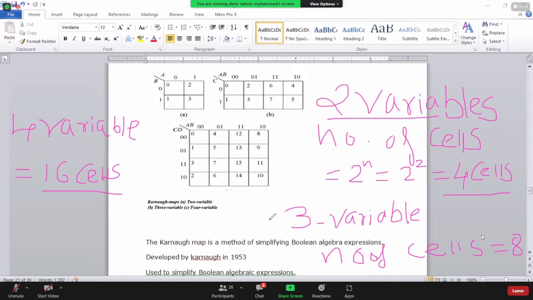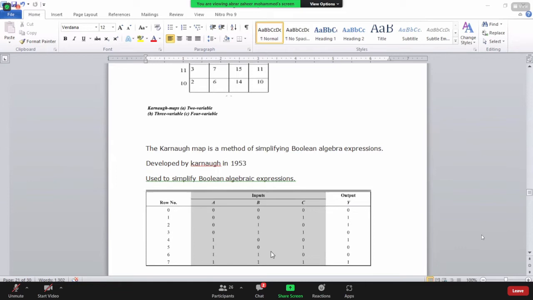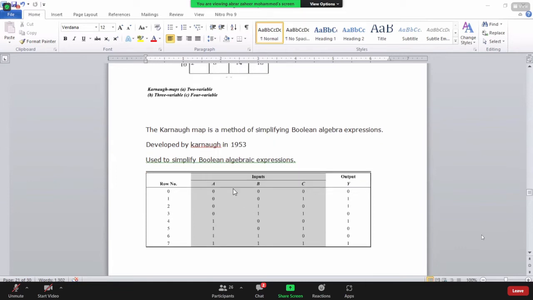So next, what we have to do? Next here we have one truth table. In this truth table, we can see the values of the inputs A, B, and C. We have three variables A, B, and C, and the output of this truth table is Y. For the three variables A, B, and C, we have the corresponding output Y. So how do we represent the truth table in the form of the K-map?